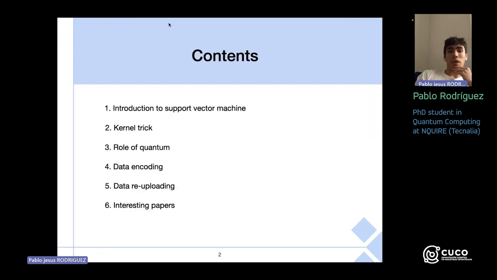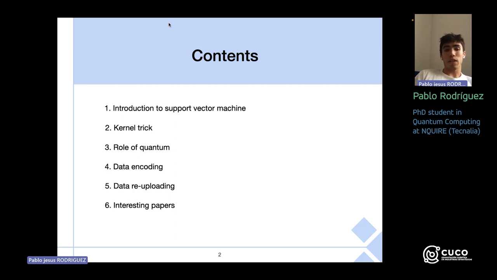Okay, let's just start with a short review of the contents of the talk. We will introduce the support vector machine, the very famous classical algorithm for binary classification. We will explain it very briefly in order to set the notation and so that all of us are on the same page. We will then explain the kernel trick, which allows us to perform nonlinear classification. And then we will smoothly introduce the role of quantum in all of these kinds of algorithms and try to understand where we can introduce some quantum part in the algorithms.